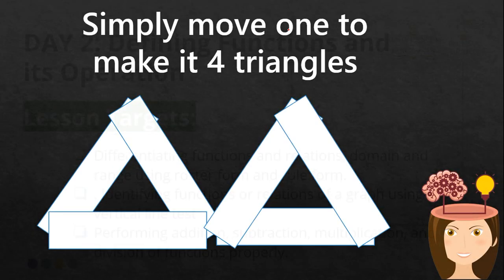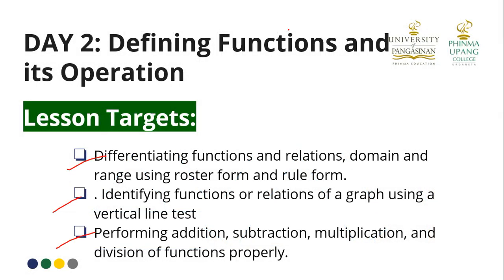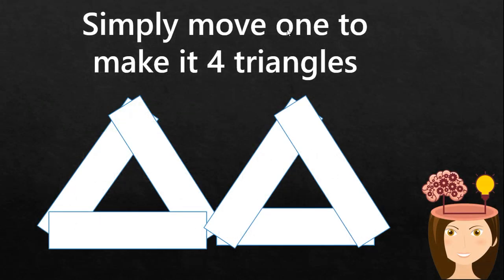So, before we proceed to the main topic, let's have an icebreaker first. I have a question here. How are you going to make these 2 triangles into 4 triangles? Just simply move 1 to make it 4 triangles. Answer? Simply move 1 to make it 4 triangles. Yeah, answer?